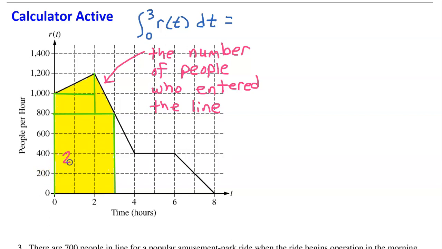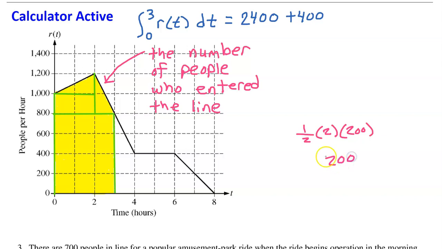So this will be 2,400 people. This little rectangle right here, these 2 squares, is 2 times 200. So this will be 400 people. Looking at this little triangle right here, 1/2 base times height. Well, the base is 2, so that's 1/2 times 2 times the height of 200. So this represents 200 people. Similarly, the triangle on the upper right is 1/2 base times height, 1/2 times 1 times 400, which is also 200.